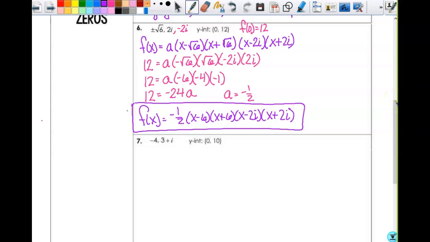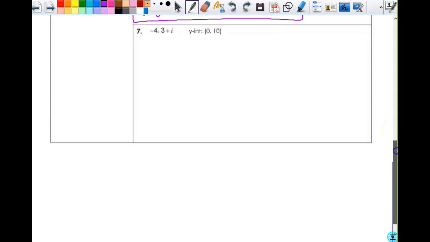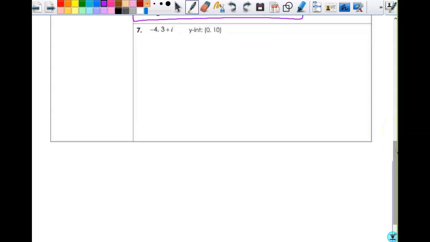All right, so let's look at number 7. Since they gave me all of this, I know another 0 has to be what? What's a missing 0 on number 7? If I have an imaginary one, I have to have its conjugate. What's the conjugate of this? 3 what? Minus i, exactly. So I actually have 3 zeros here. And then I know that f of 0 equals 10.